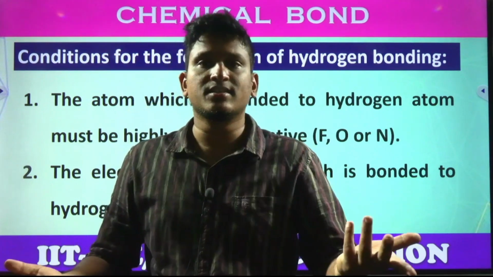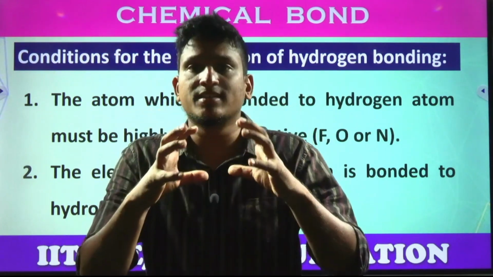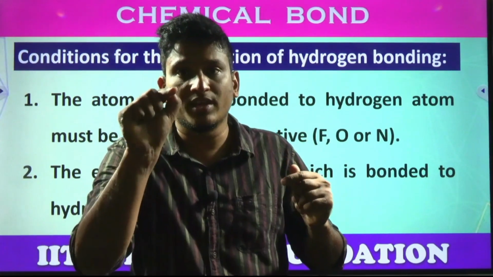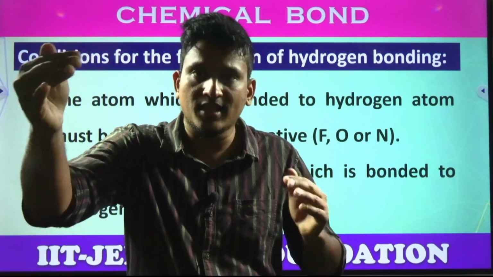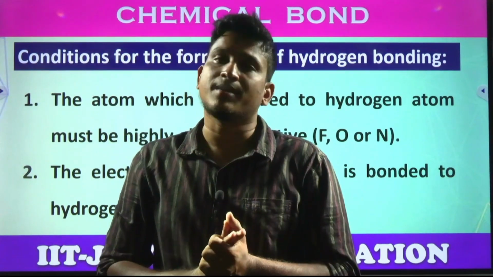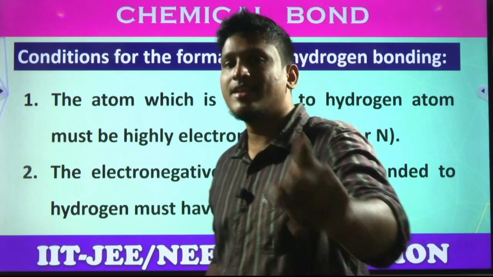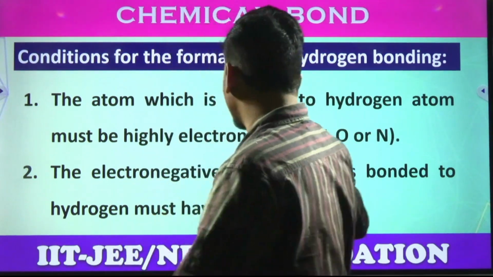Yes, that's the reason. So that's why smaller size atoms can attract with more intensity. Why? Because their effective nuclear charge is more. Why? The valence electrons are closer to the nucleus. So with smaller size, only then can it show higher electronegativity. Then there is a chance of formation of this hydrogen bonding.